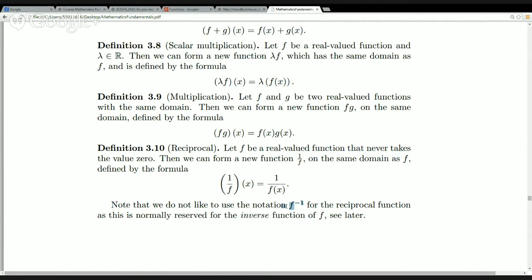Now there is this convention that sometimes you can write the reciprocal of a number as 3 to the power minus 1, 2 to the power minus 1. We have this convention that means 1 over 3, 1 over 2, etc. But this convention is not used for functions.